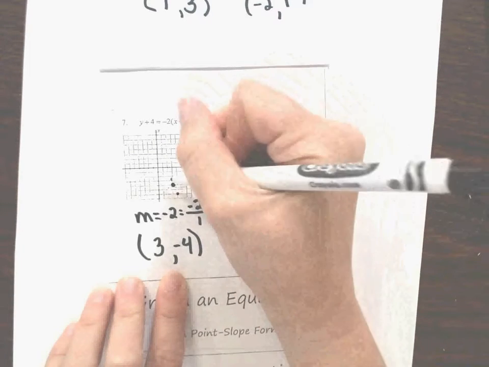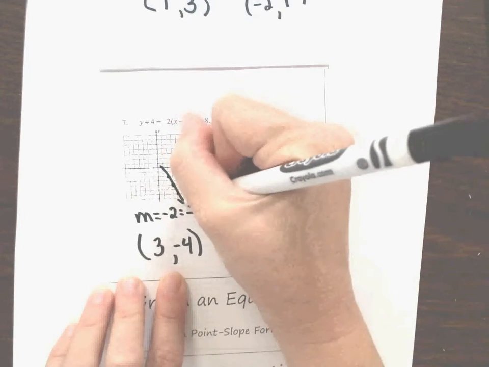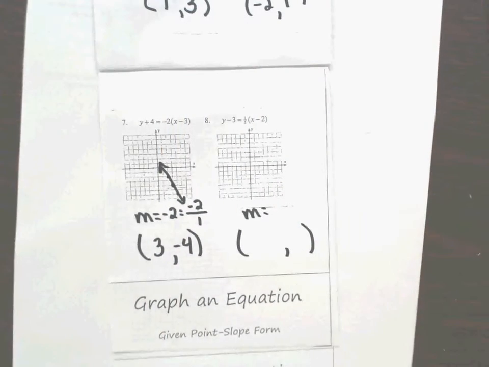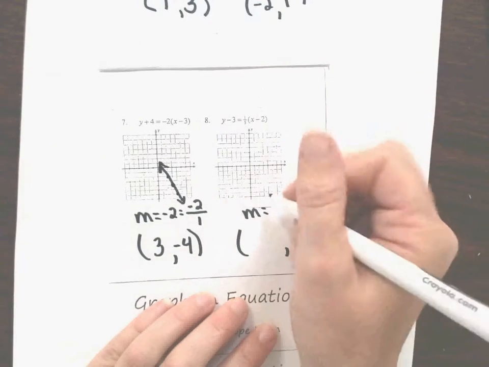Or I could go up 2 and left 1, but this should be negative. It should be going down. Because what are you doing? That point is not all the way up there. That's positive 3 and 4.